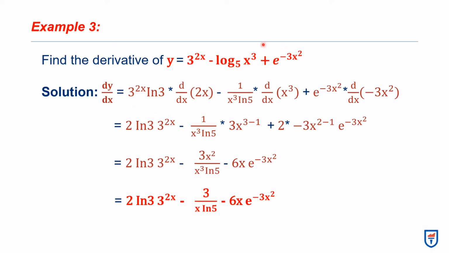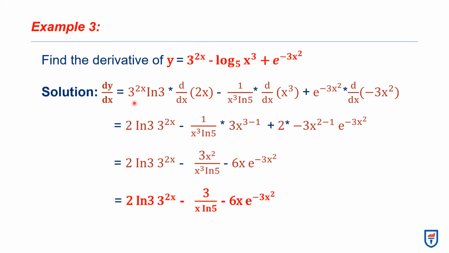When you're differentiating the first one, since the first one is 3 to the power 2x, a constant to the power 2x, we know that when you're differentiating any constant to the power of an expression, we take the expression as it is, which is 3 to the power 2x, and then we multiply with the ln of the constant, ln 3, and then we differentiate also the power of our expression.